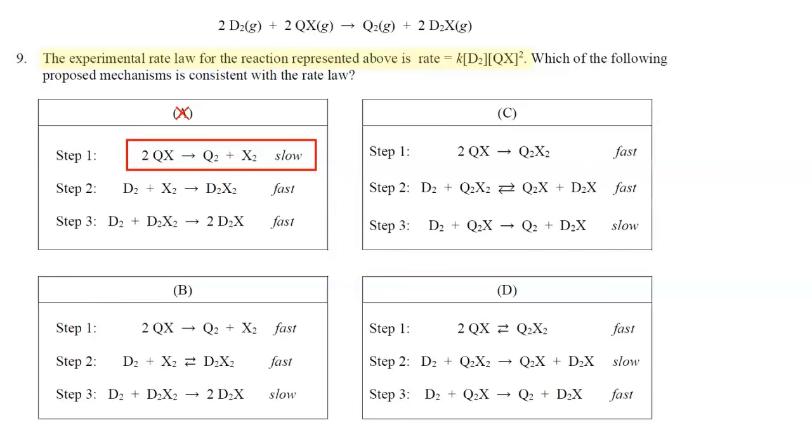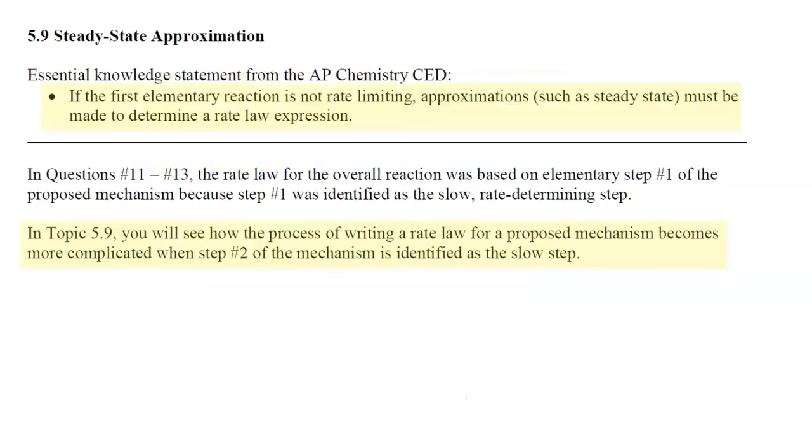Now, the next mechanism I'm going to take a look at is actually choice D. And the reason I want to focus on choice D is that in that mechanism, the first step is a fast equilibrium, and the second step is the slow rate determining step. So this falls under topic 5.9 in the AP Chemistry course and exam description. And so topic 5.9, steady state approximation, deals with situations where the first step is actually a fast equilibrium, and then the second step of the mechanism is the slow step.